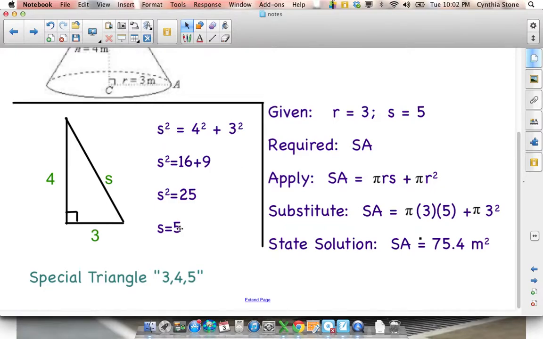Okay, so once you know your s, now you can use this formula, right? So given this is the GRASS down here, that's what I know. So I know my r, I know my s, I want surface area. I'm going to apply this formula. I'm going to substitute in the numbers and state my solution, which of course, as soon as I plug in pi, is approximate, right? Because pi has so many decimal places.